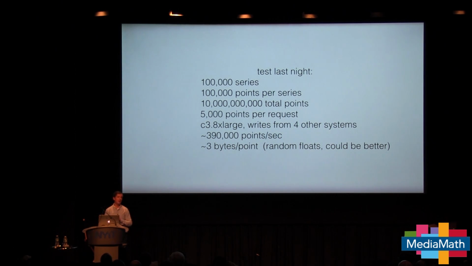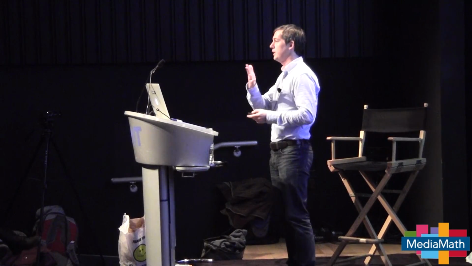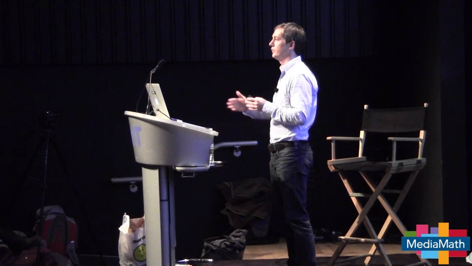In real life, data in time series generally doesn't look random, so I would expect slightly better compression than that. And this 3 bytes per point figure also includes all of the metadata that we have, right? It's the tag data, everything. It's not just the raw time series, but all the tags and all that stuff so that we can actually do searches on it.